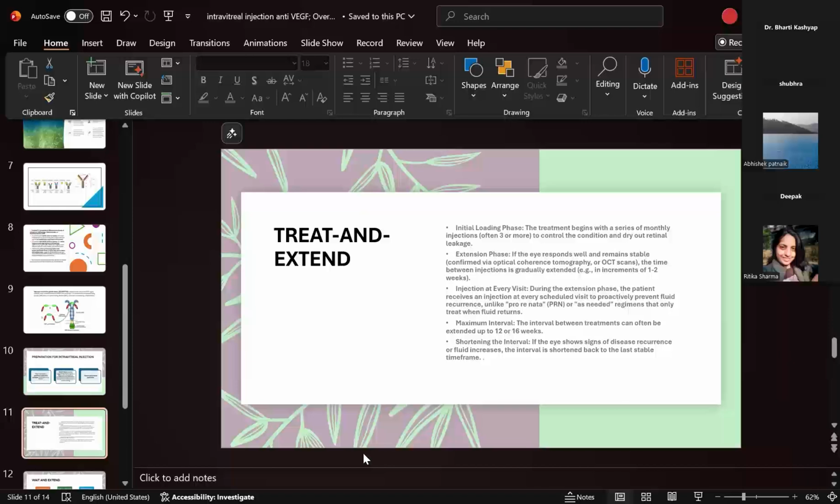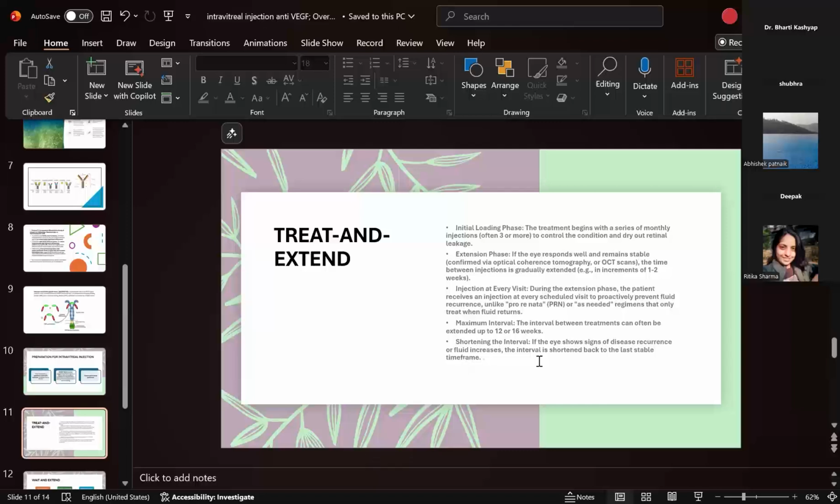So how much extension can be done? Extension can be done maximum up to an interval of 12 weeks to 16 weeks. Beyond that, you have to give the injection always. You cannot extend beyond 12 weeks. Suppose you can extend gradually and you could extend a patient up to 12 weeks. But call him again after 12 weeks and treat the patient. That means he can continue with a 3-month gap. This is the treat and extend regime.